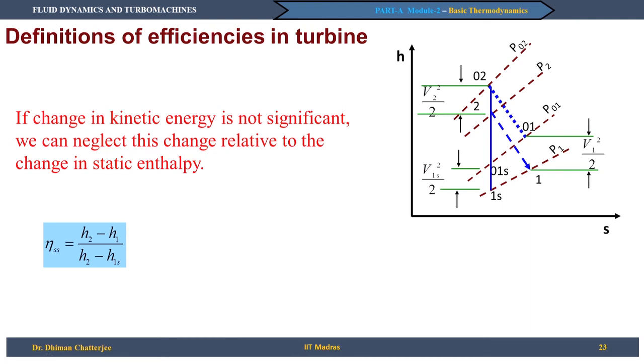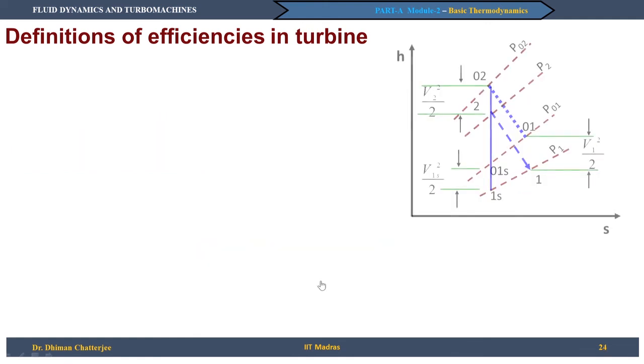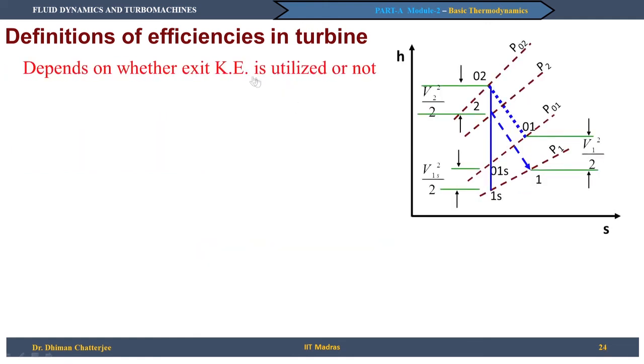However, many times, or most of the times, we would like to express this in terms of the stagnation quantities, because the kinetic energy change is also going to be accounted for. The one above is known as eta SS, where SS stands for static to static efficiency. And if the exit kinetic energy is important and is not the same as the inlet kinetic energy, that is, the kinetic energy change is significant, then we can talk about whether the exit kinetic energy is utilized or not.